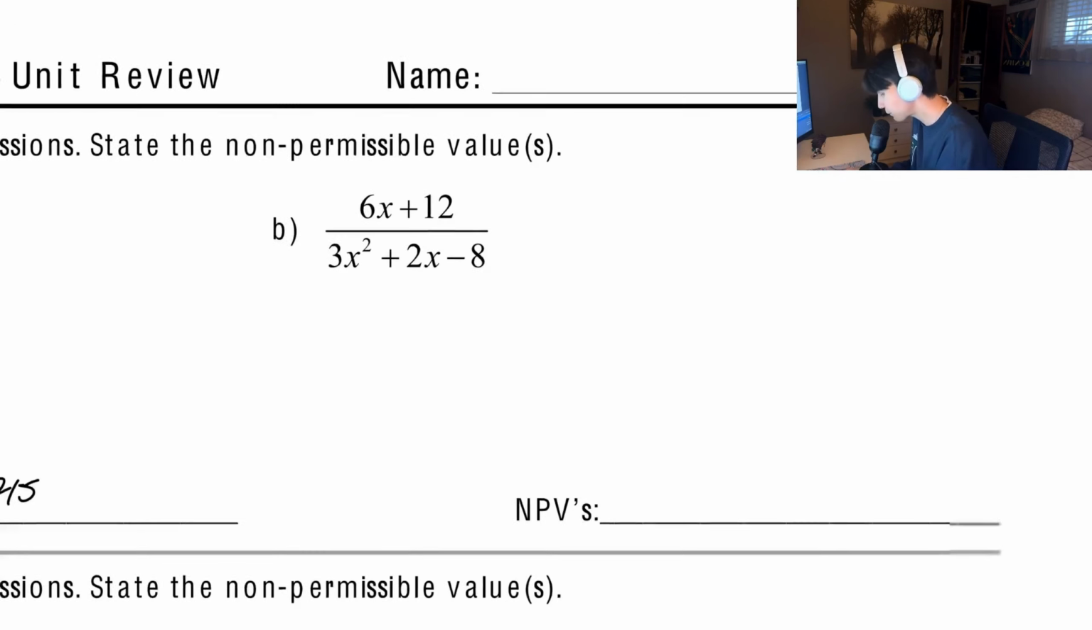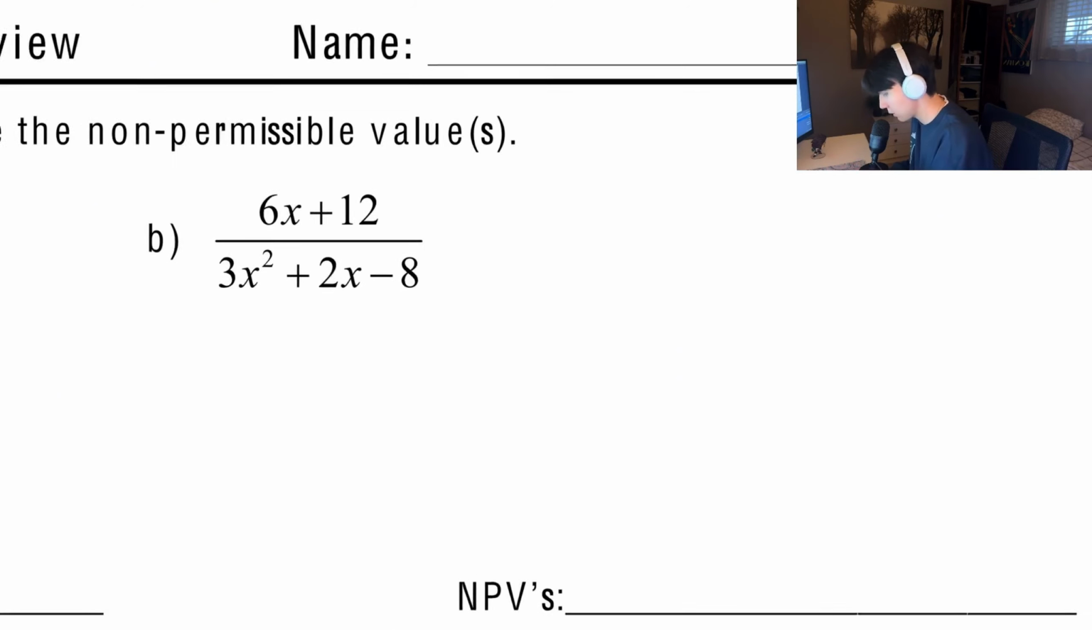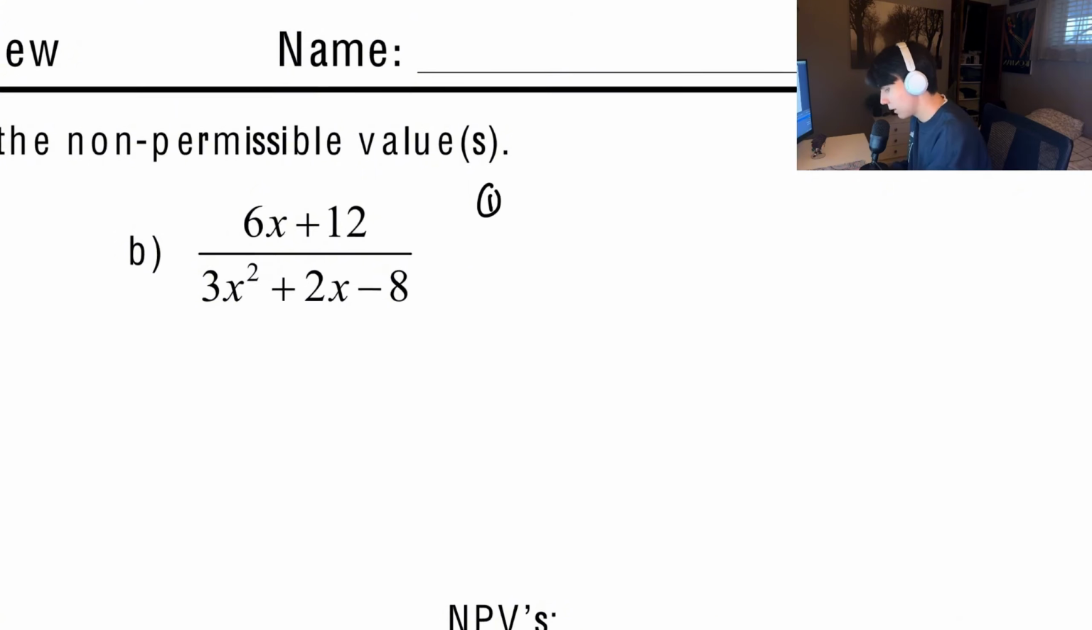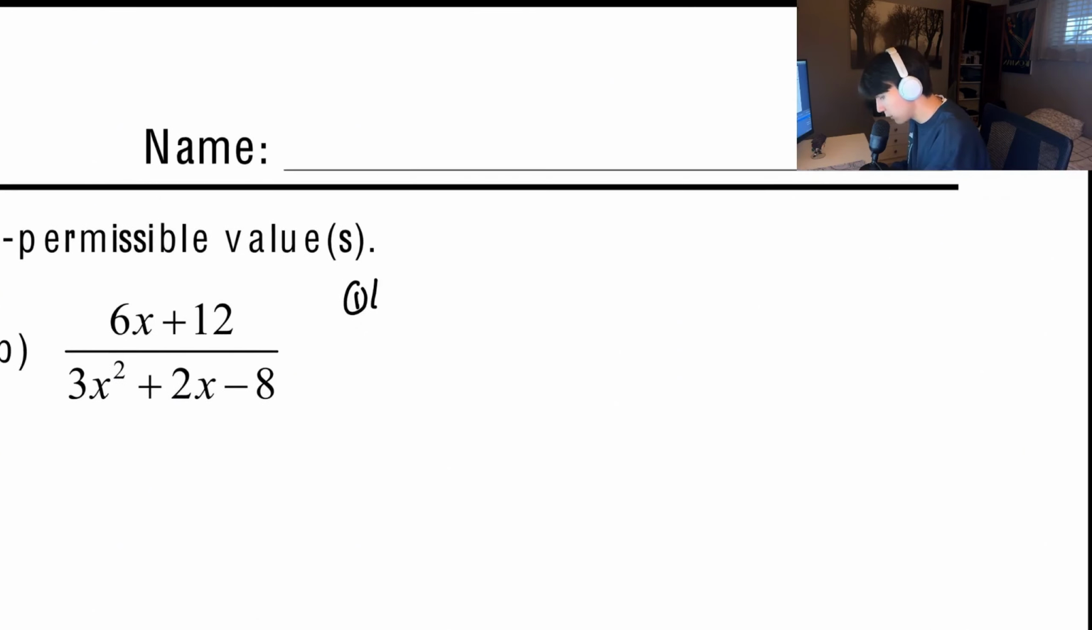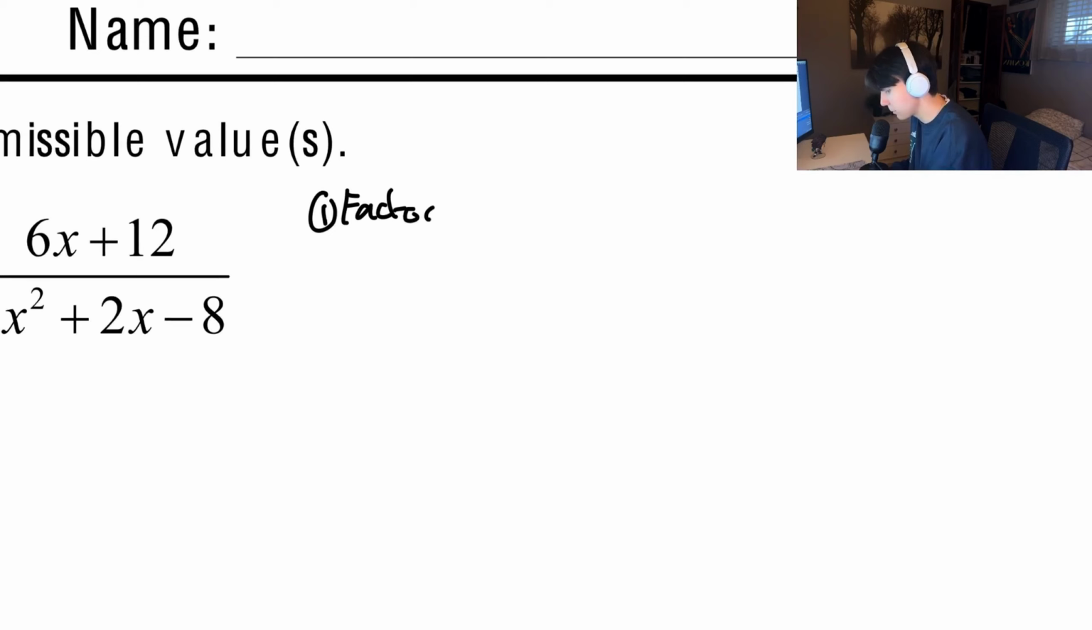Cool. So now I want to do this one. We're going to simplify first. The first step is going to be to factor. So let's factor the numerator here. What's common between these two? 6. So we have 6 times x plus 2 here on top.